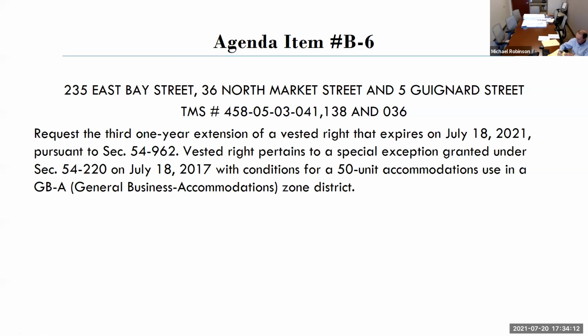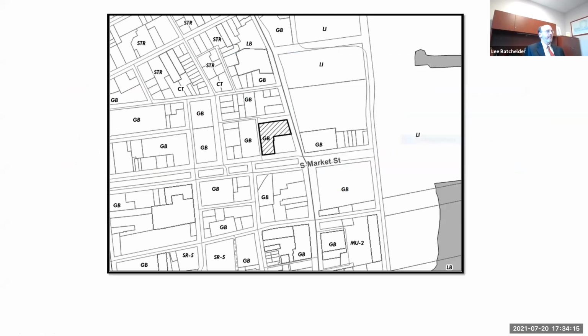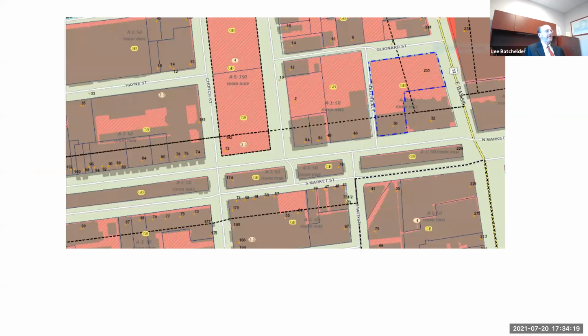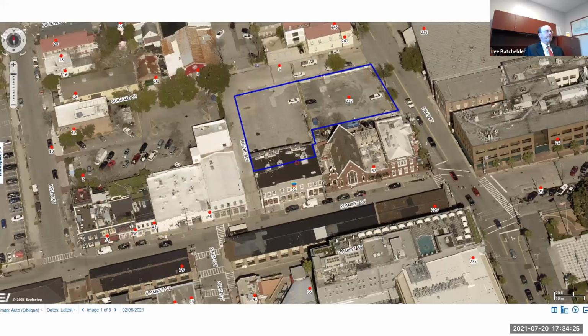Mr. Batchelder: This property is located on North Market Street and East Bay Street. The map shows it here, and then here's an aerial view. It includes 36 North Market Street and the parking lot behind it. The last approval was granted about a year ago, and this application to extend the vested right was received by the city on June 11th. So again, it was received by the city prior to the expiration, so we consider that to be a request to extend an unexpired vested right.